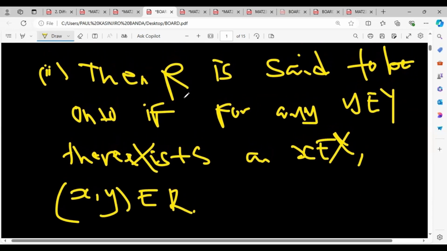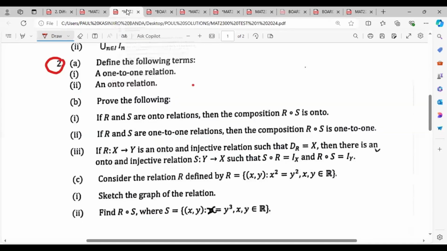If the relation R is an onto relation, then you must satisfy these conditions. Meaning that if you get any Y in the set Y, that Y must have a corresponding X in the set X, such that the point (X, Y) is in that relation. In short, every Y should have a pre-image. It should have an X that is being mapped to it. Every Y should satisfy that condition. So these were the first two questions, and then let's move on.